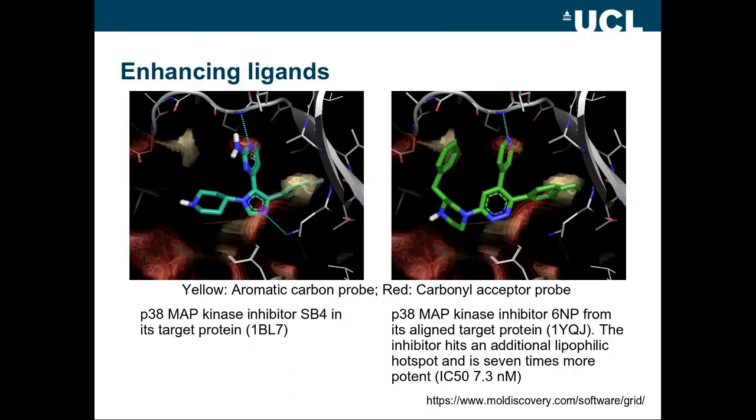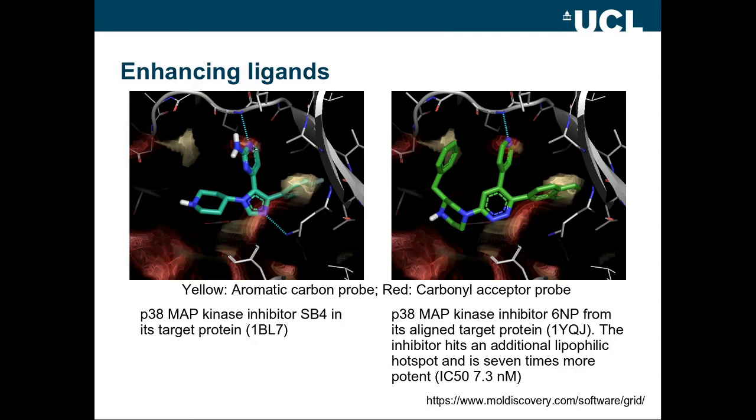So you can see that this molecule here, which is a MAP kinase inhibitor called SB4, you can see that here we have a nice yellow patch where aromatic carbons would like to be, and indeed this fits really well with where this kind of phenyl group is sitting.